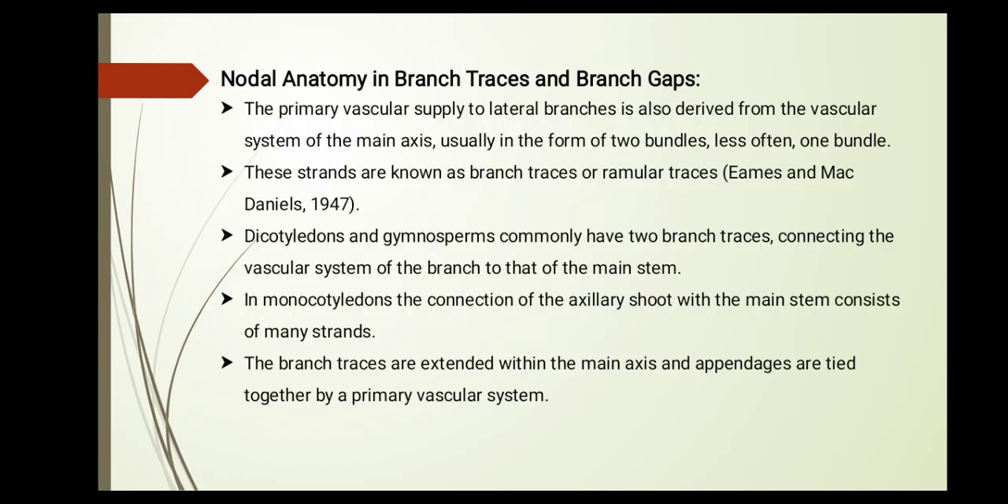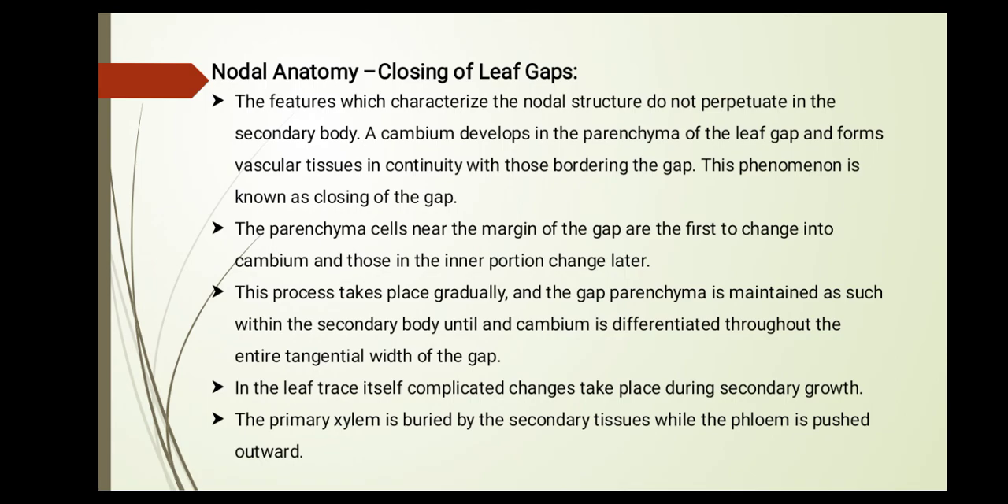Nodal anatomy in the branch traces and branch gaps. The primary vascular supply to a lateral branch is also derived from the vascular system of the main axis, usually in the form of two bundles, less often one bundle. This is known as the branch trace or ramular trace, which was discovered by Sinnott and Bailey in 1947.